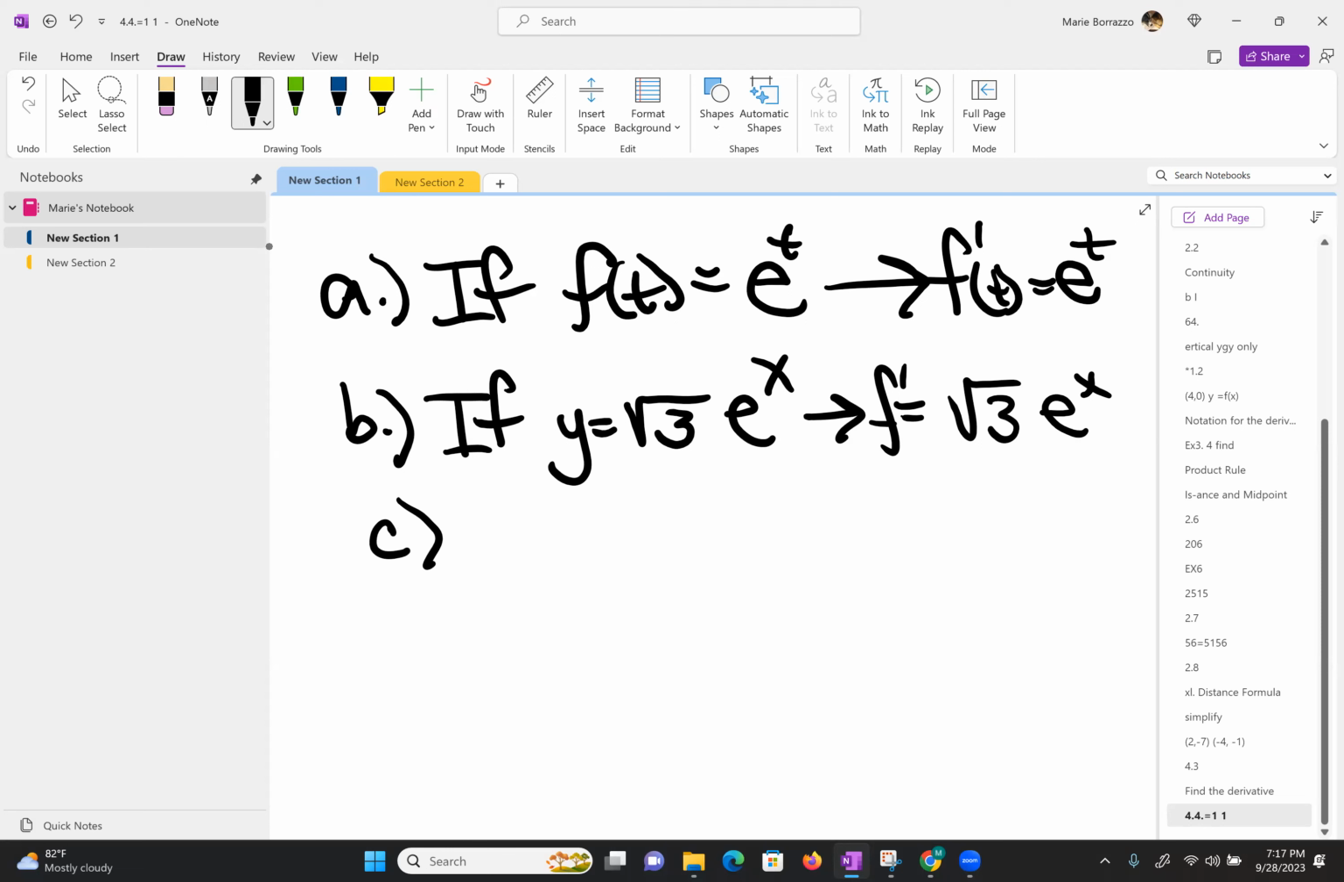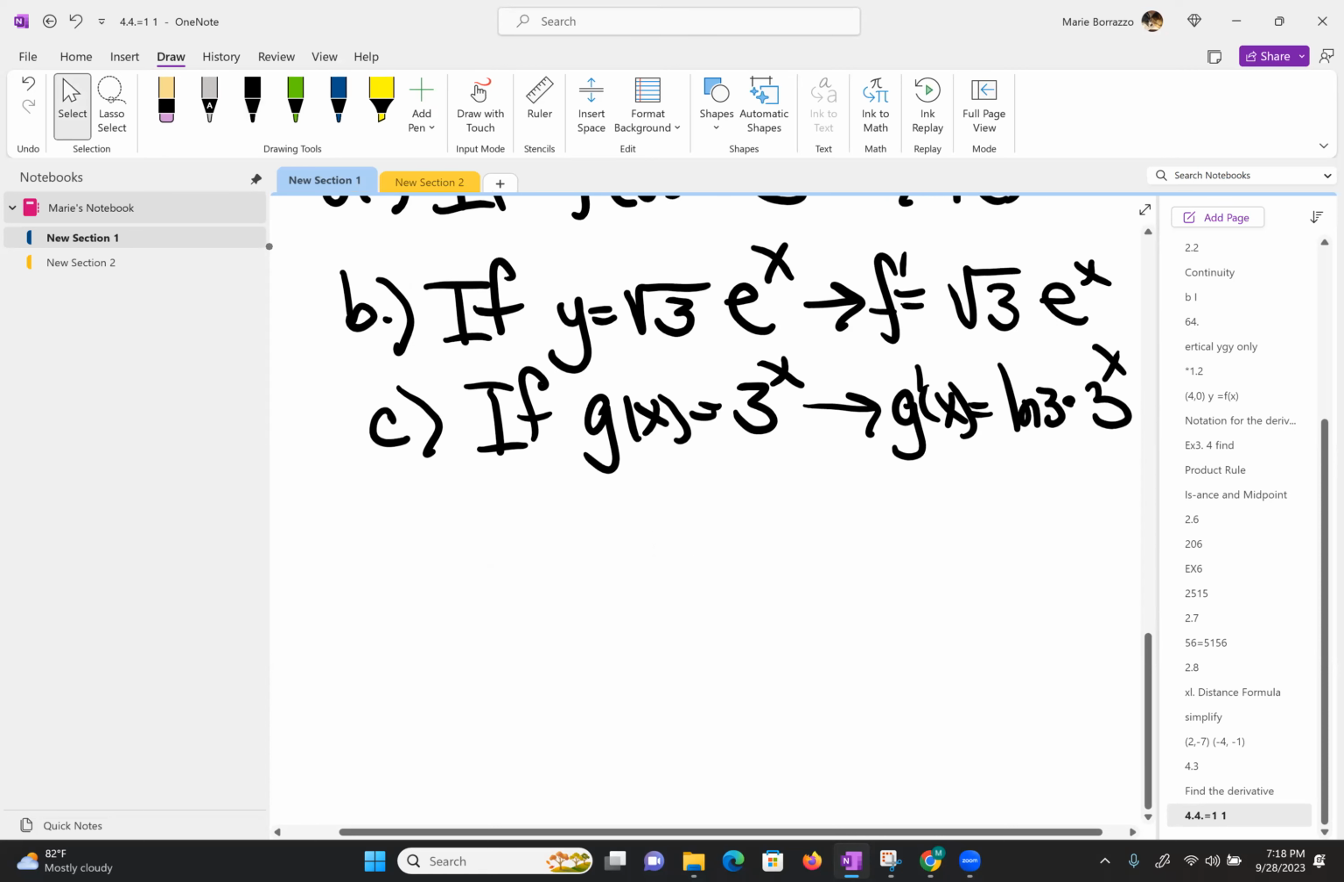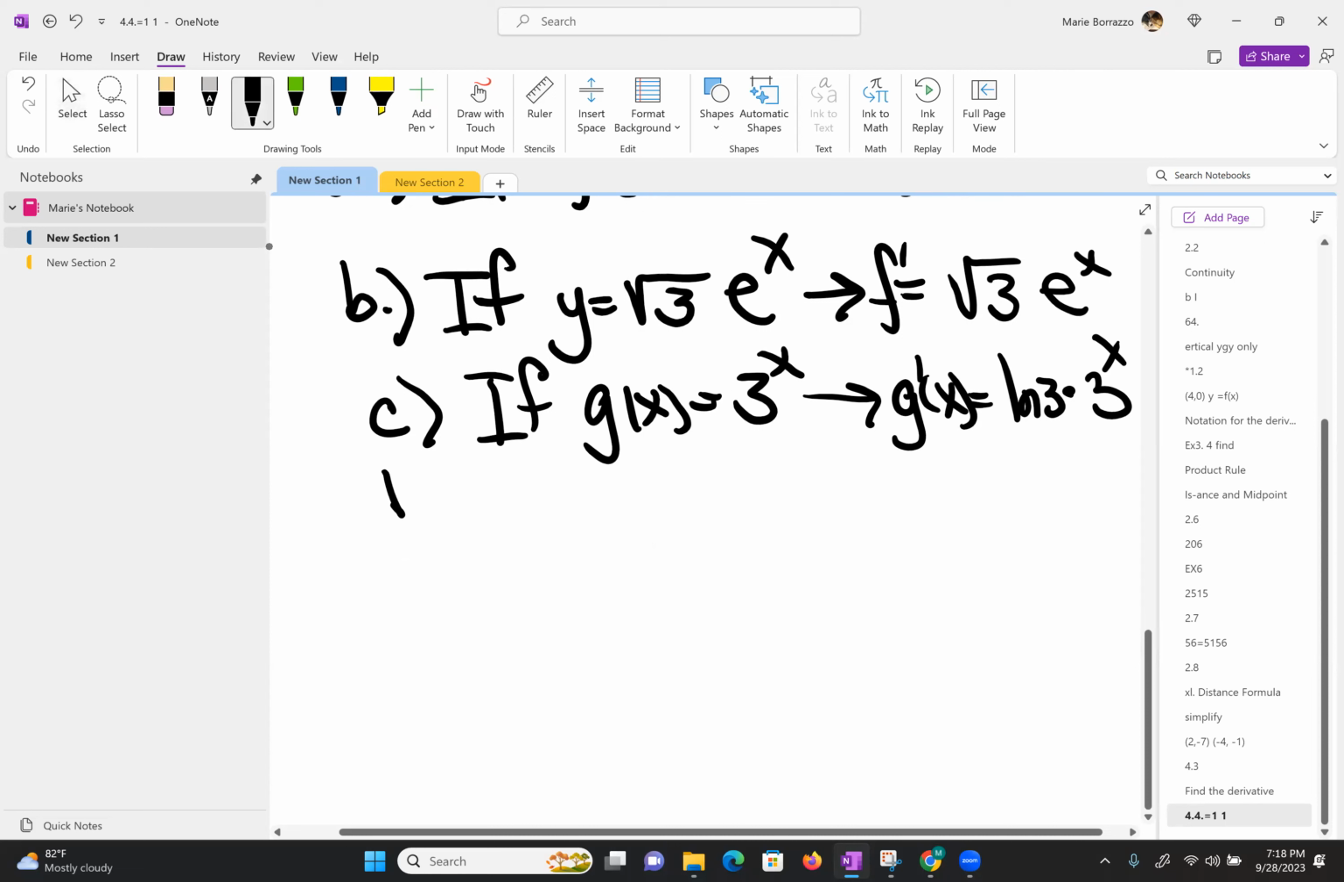Okay, in example C, if I have g of x, and that is equivalent to 3 to the x. This goes with the second example I showed you, which its first derivative is going to be the natural log of 3 times 3 to the x. And again, these are patterned. I would just remember them. It is what it is. It's one of those proofs.